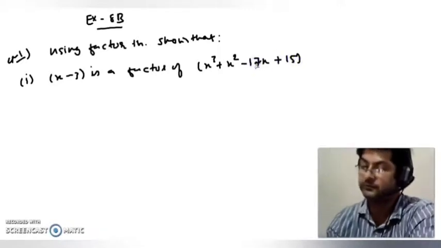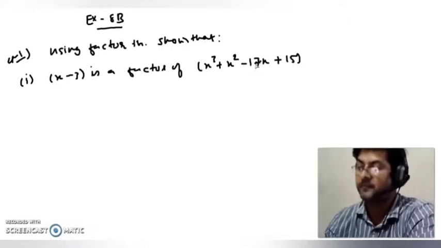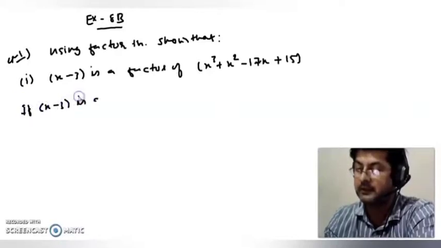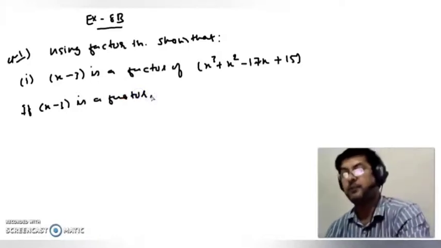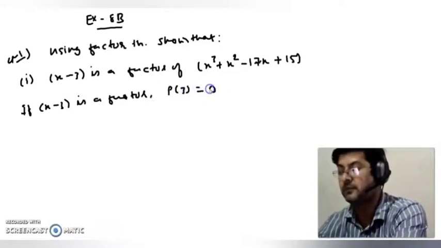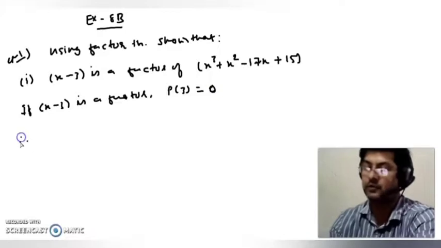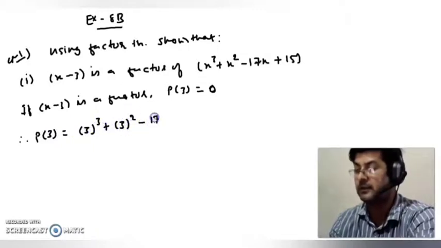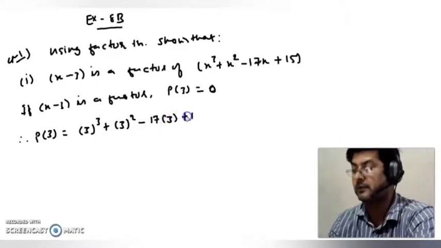Okay, so obviously if x minus 3 is a factor, then we know that p of 3 must be 0. P of 3 must be 0. Now let us find out p of 3. So p of 3 is equal to 3 cube plus 3 square minus 17 into 3 plus 15.